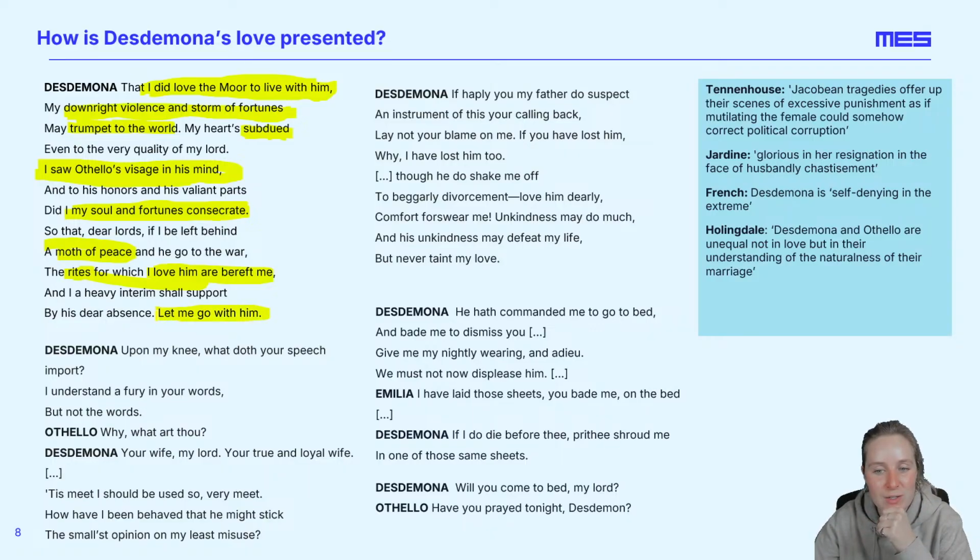And then she says, with imperatives, "let me go with him." So she doesn't want to be separate from him. She's insisting on going with him. This both shows she's transgressive and devoted at the same time. So it's a really helpful quotation to think about.